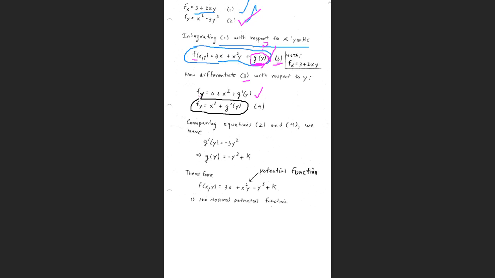Okay, well, I can compare equations 2 and 4. And if I compare them, I see that g prime of y would have to equal negative 3y squared. That has to be the case. And therefore, g of y would equal negative y cubed plus k. Now that k is some constant. We don't have to specify it. But now we know what g of y is, and so I can substitute this g of y into my potential function, and I have my desired potential function.